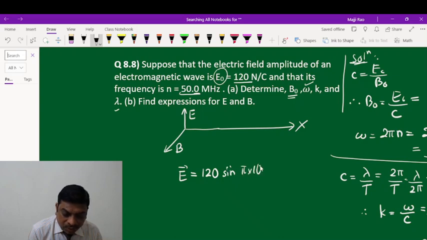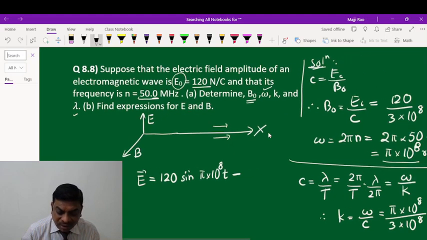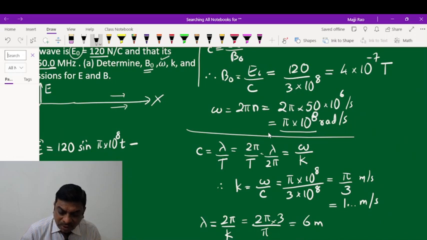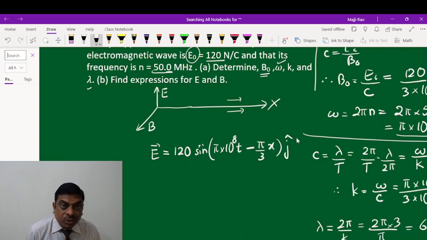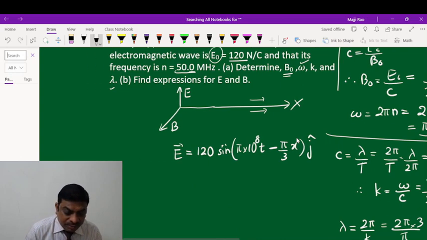So pi into 10 to the power 8 t minus, because we are assuming that it is going along the positive x direction, minus kx. K is pi by 3, so pi by 3 x. All the quantities are in SI units and E is along y-axis. So j cap, you have to multiply with the unit vector in that direction.